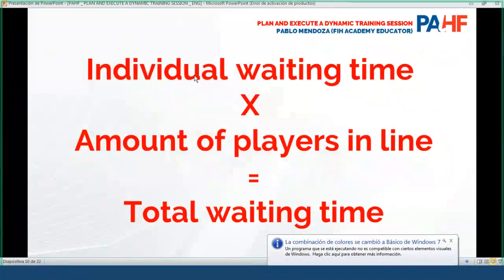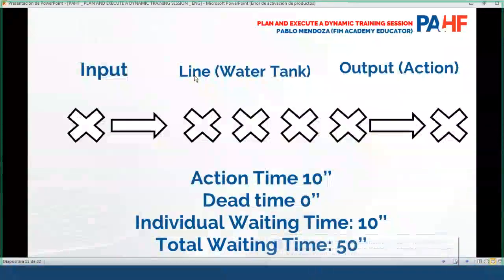So I told you before that the action time here was 5 seconds. The dead time was another 5 seconds. Therefore, the individual waiting time is 10 seconds. We had back then four players waiting in line and one executing the exercise. Therefore, the conclusion from these numbers is that each player had to wait 10 seconds in each position of the line, and in total they waited 50 seconds until they were back again in the exercise.